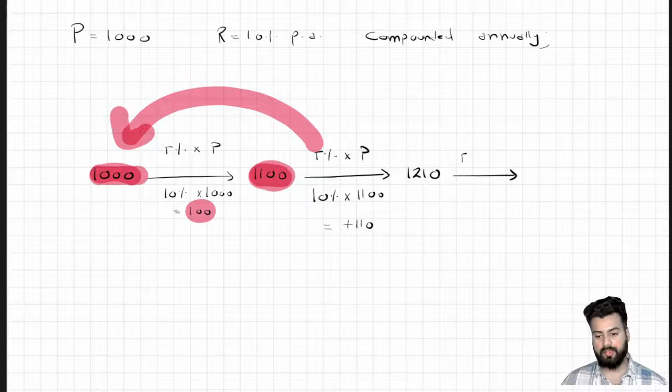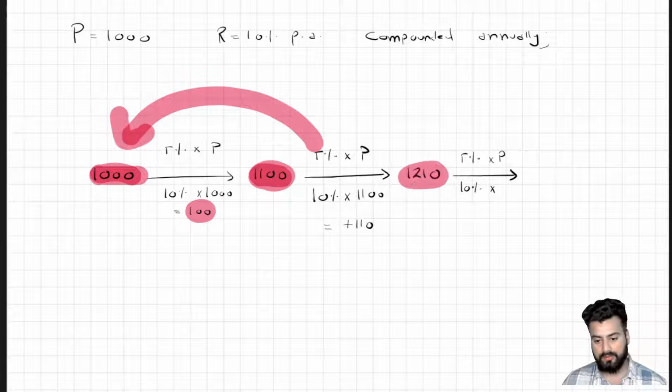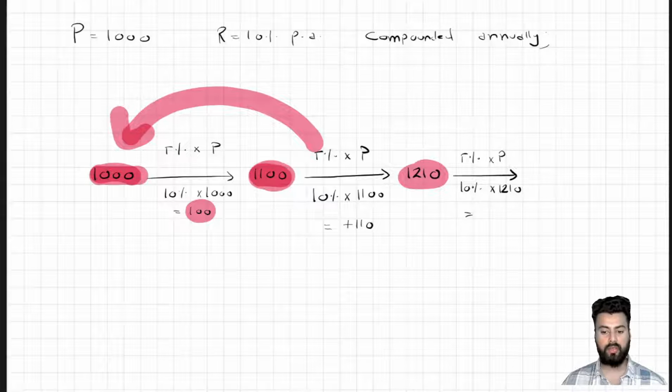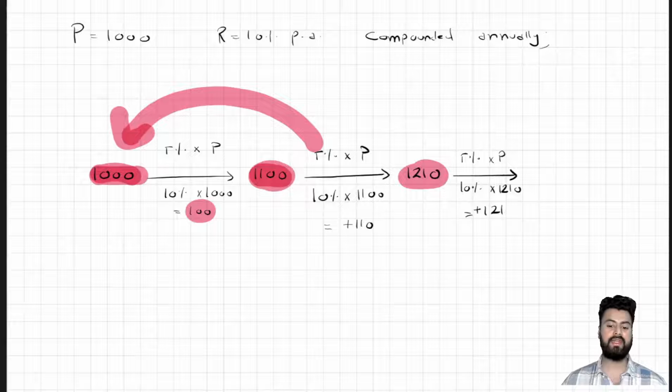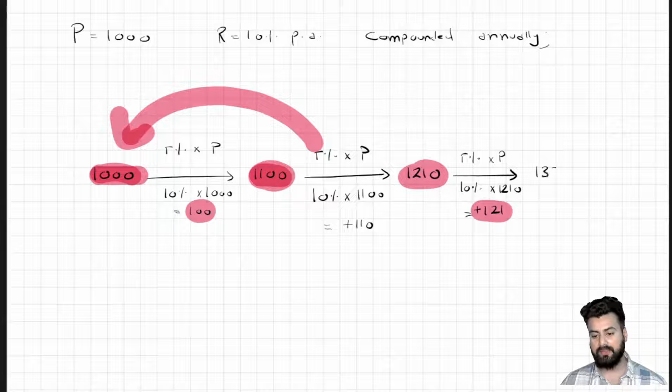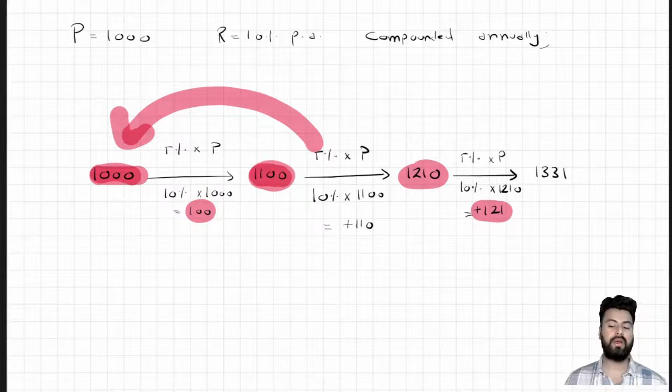Let's do this calculation one more time. Again, you'll calculate R percent of P, and I hope by now you have understood that I'll be calculating R percent of this updated principal, that is 1210. So what is 10% of 1210? It is 121. And now to find the amount at the end of the third year, I'm going to add 121 to 1210. That will return me the amount as 1331, the same answer, right?